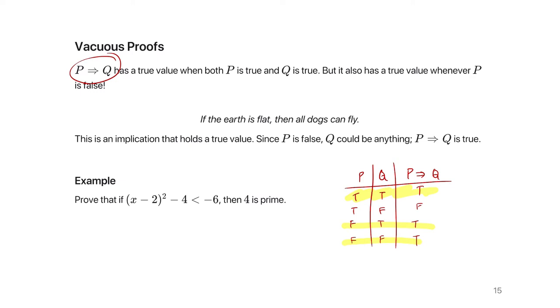An example of that is: if the earth is flat, then all dogs can fly. Again, it's not saying that all dogs can fly. It's saying that if the earth is flat, which it's not, then all dogs can fly. Is that clear? For a more mathematical example, suppose we're asked to prove that if x minus 2 squared minus 4 is less than negative 6, then 4 is prime. If we're asked to prove that, what we could also do is just show that this initial part, P, is false. And if that's always false, then the implication always holds true. Yeah?